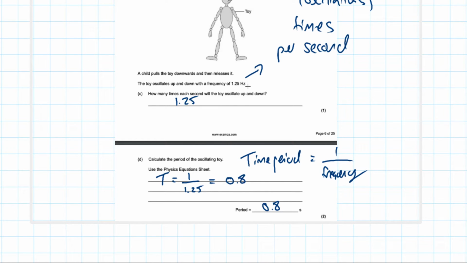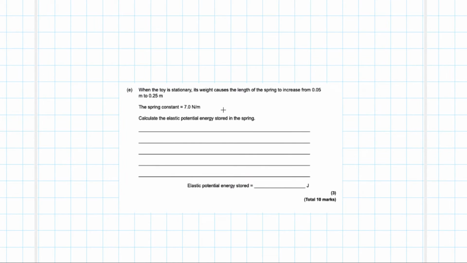Here we've got 1.25 hertz, so we could just do 1 over that to find out the time for one oscillation. But this is a straightforward equation sheet. When the toy is stationary, the weight causes the length of the spring to increase from 0.05 meters to 0.25 meters, and the spring constant is 7 newtons per meter.